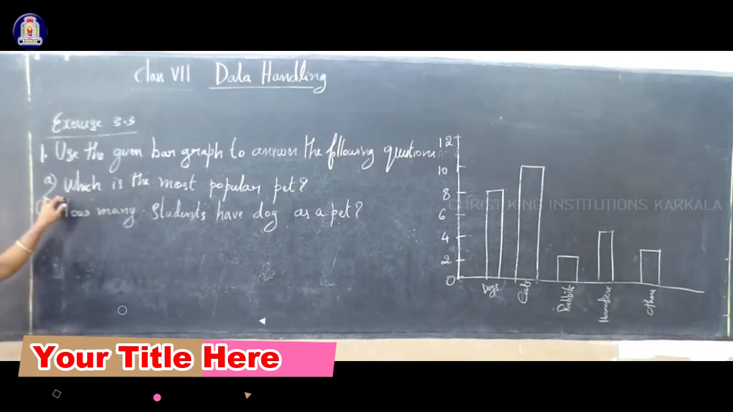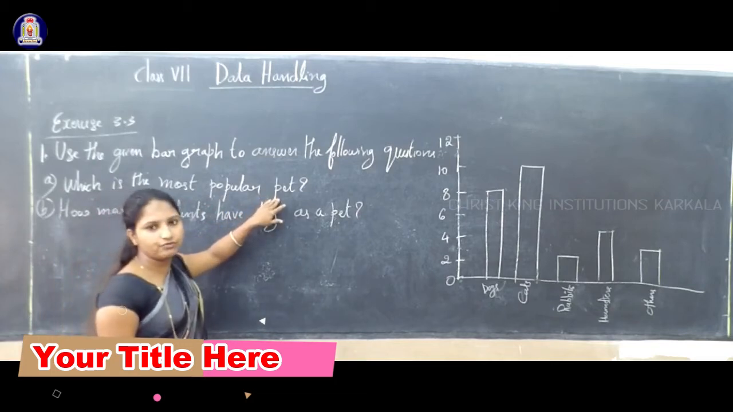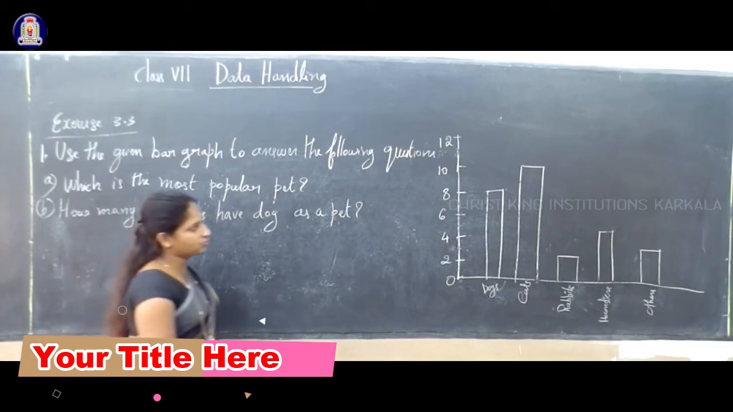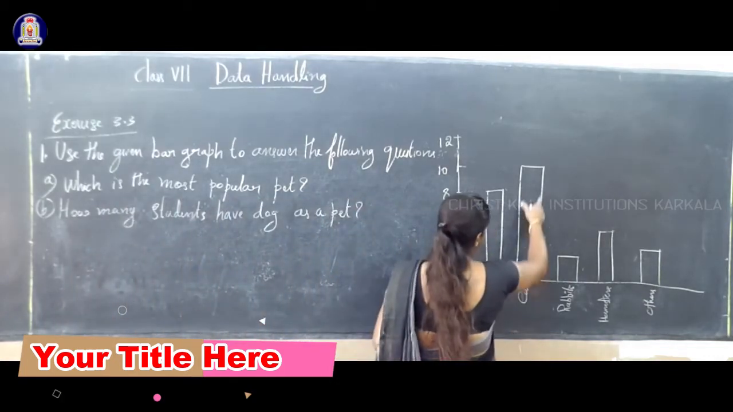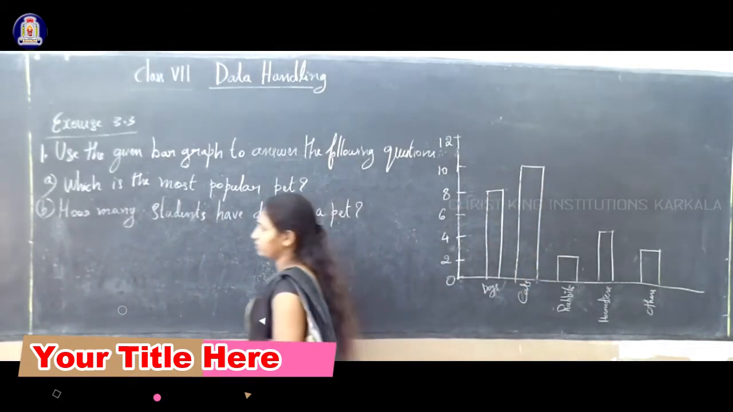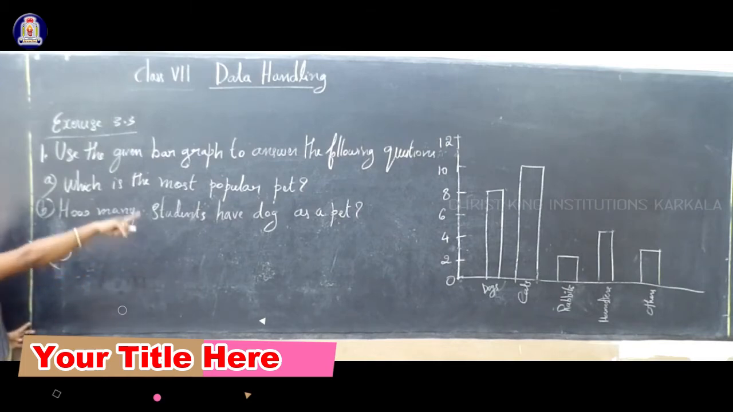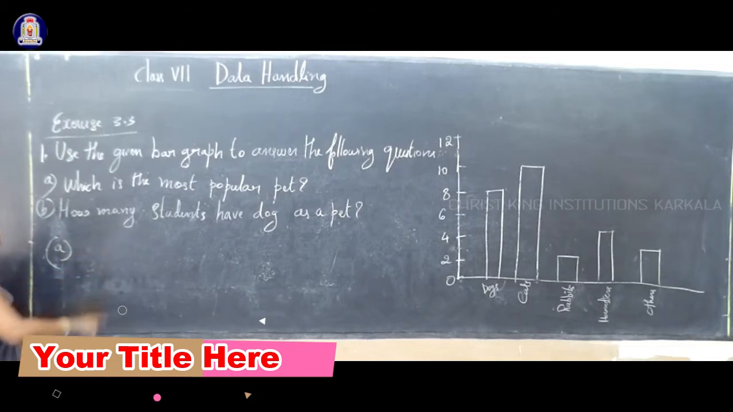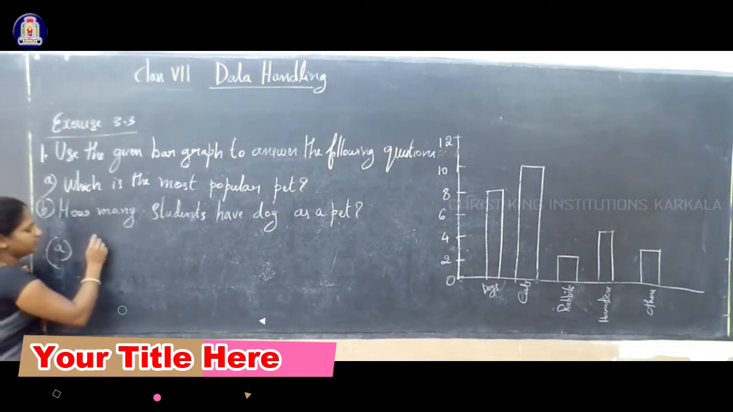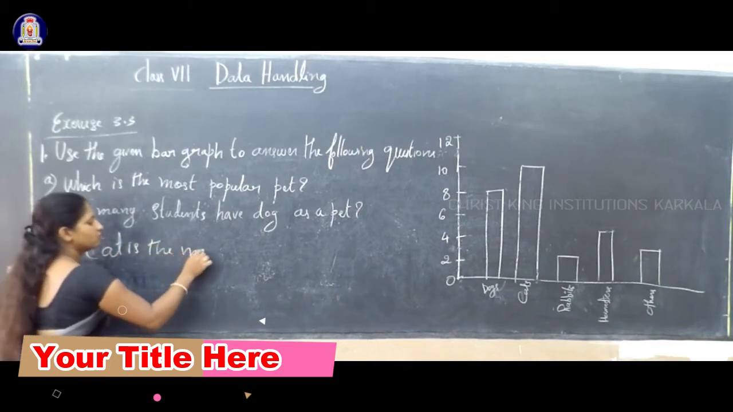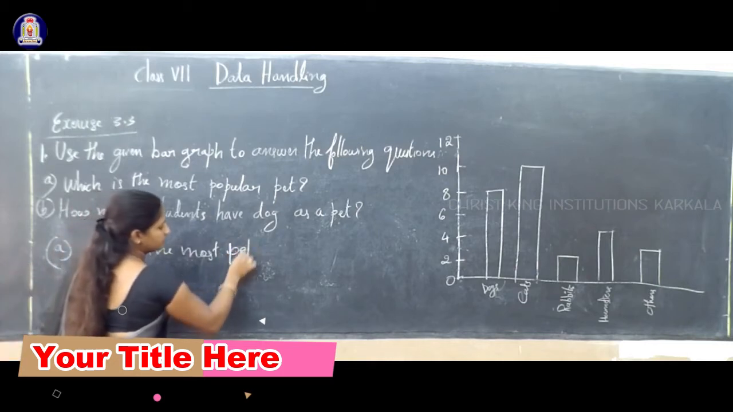The first question: which is the most popular pet? That means which is the most popular in this? That is cat. See, cat. More people like cat. So by seeing the graph we can say, cat is the most popular pet. So now we can write: cat is the most popular pet.